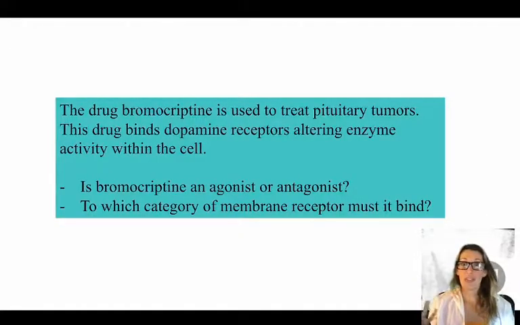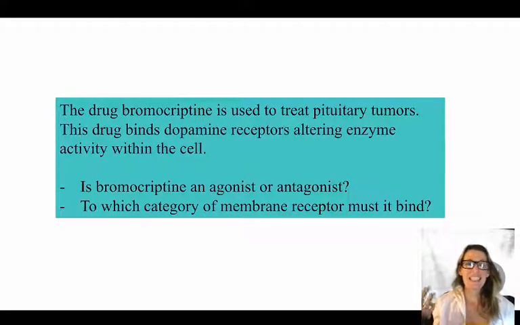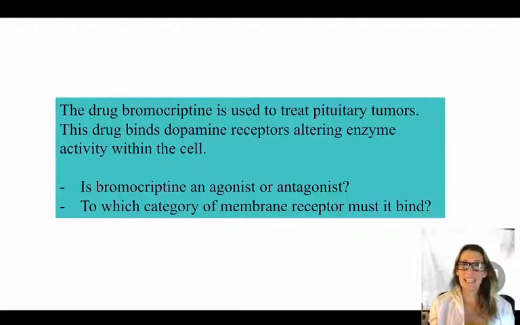So what I'd like you to think about now is the drug bromocriptine, which is used to treat pituitary tumors. It binds dopamine receptors and it alters enzyme activity in the cell. So is bromocriptine an agonist or an antagonist? And to which category of membrane receptor must it bind? So thinking about the different broad categories that we talked about with regard to membrane receptors.